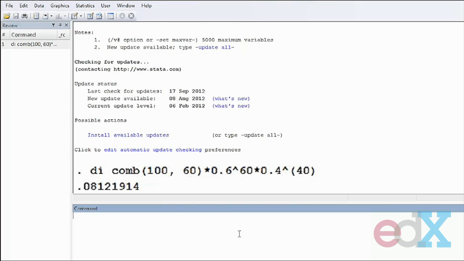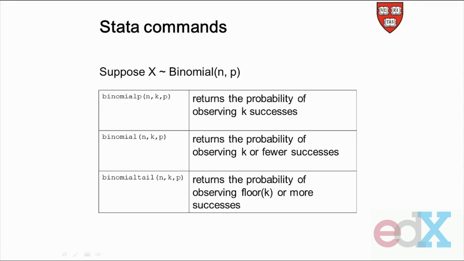That's probably not the easiest way to address this question. Fortunately, Stata has a suite of commands that makes calculating binomial probabilities very easy in practice. If I want to calculate the probability that x is equal to 60, I can use the binomialp command in Stata. This returns the probability of observing exactly k successes, using the notation where x is distributed as a binomial random variable with sample size n, probability p. I would then plug in my sample size, 60, and my prevalence, which is 60%, and it would return this exact probability for me.